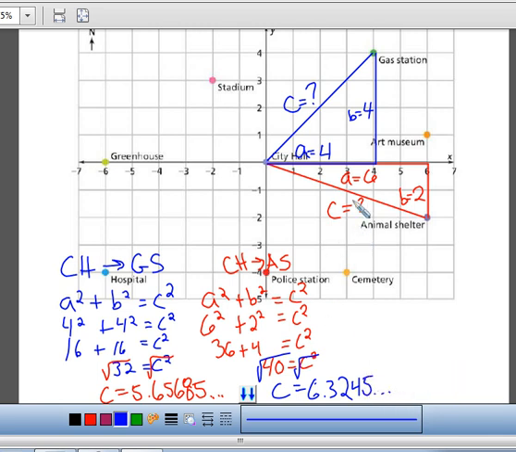And so this distance is obviously greater than this distance. So who was right? It looks like Mr. Dietz was right. The distance from City Hall to the gas station is shorter than the distance from City Hall to the animal shelter. Okay, so I just wanted to give you a demonstration.